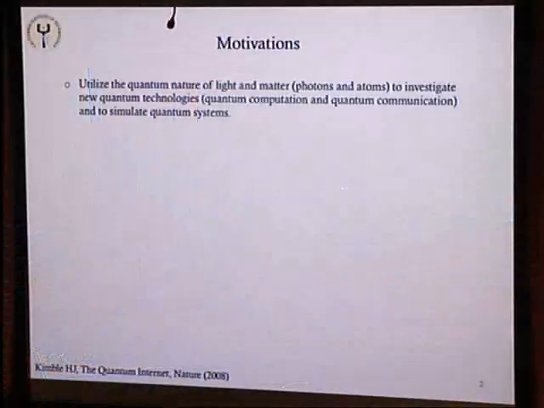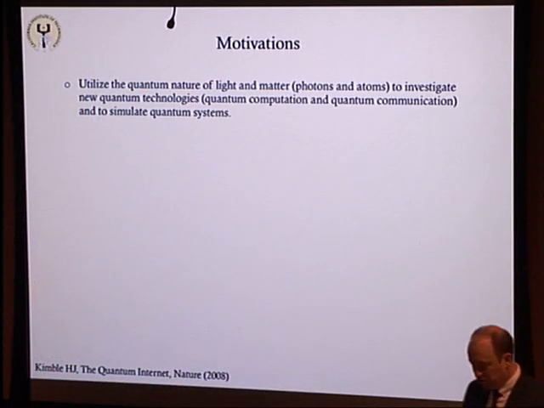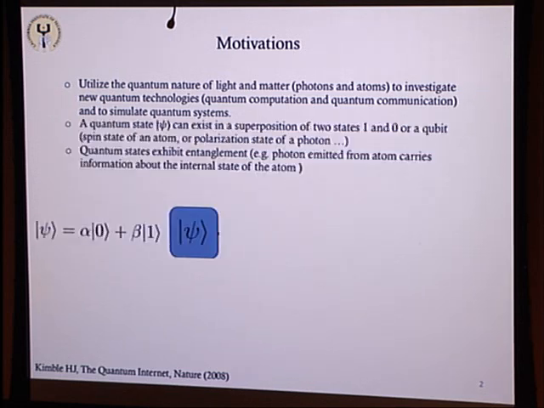So, just to start out, what we'd really like to do in the field of quantum information science is to utilize the quantum nature of light and matter, that's atoms and photons, to investigate new quantum technologies. For example, quantum computation and quantum communication. And also, we may be able to actually simulate quantum systems. Famously, Feynman introduced the idea that quantum systems would be the only way to really simulate complex quantum systems.